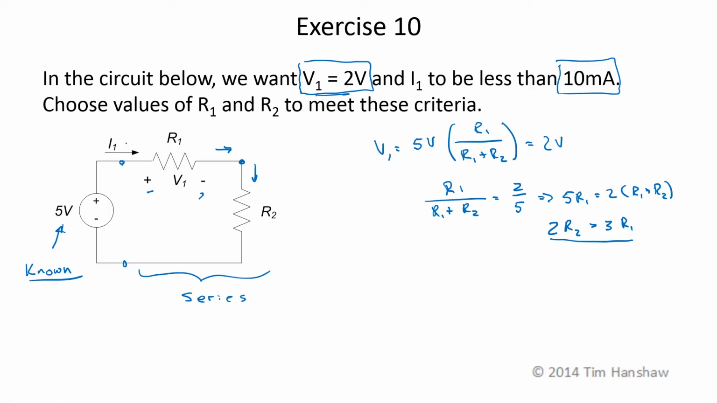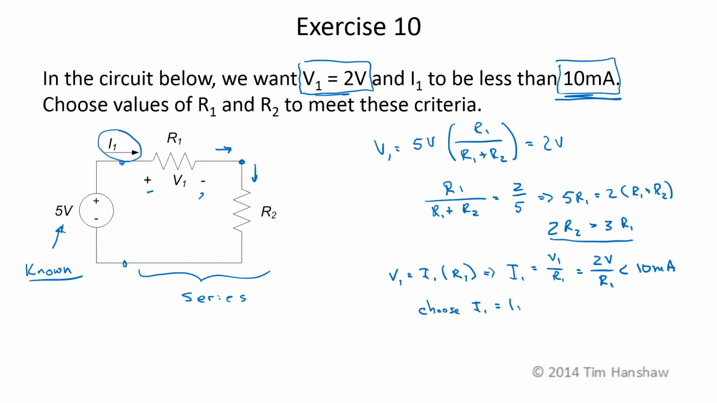I know something about this current I1. From Ohm's law, V1 is equal to I1 times R1, or I1 is equal to V1 over R1. We know that V1 is going to be 2 volts. We don't know what R1 is, but we do know we want that to be less than 10 milliamps because of this specification. So let's choose I1 equal to 1 milliamp.